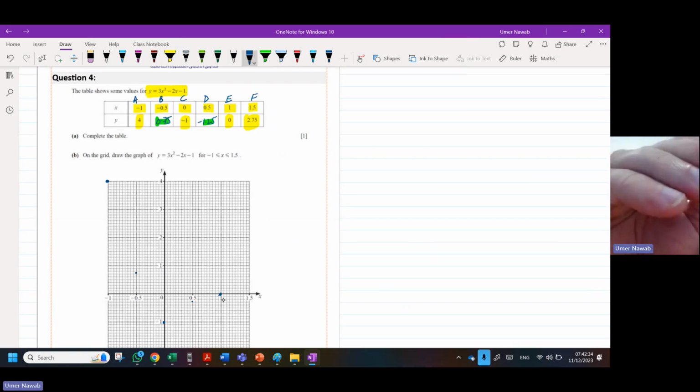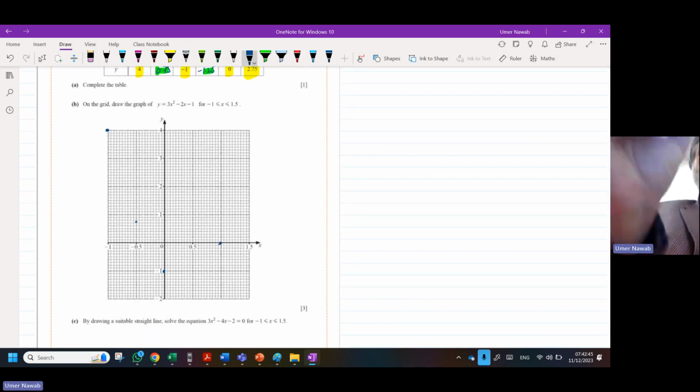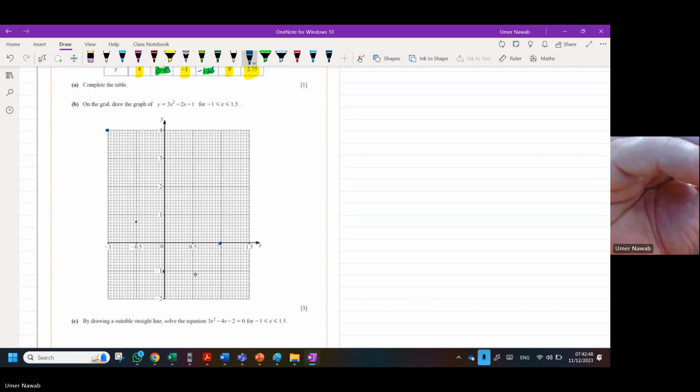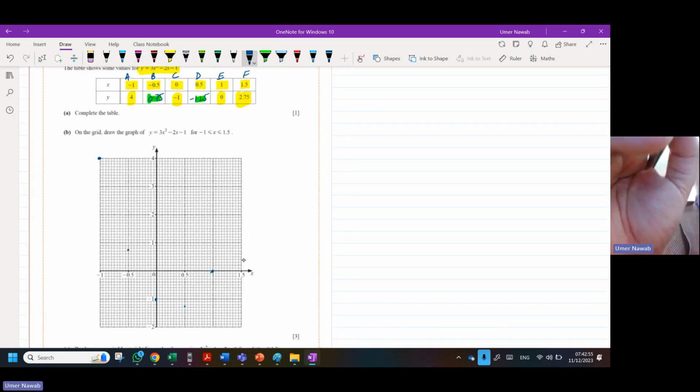At 0.5 it is giving you negative 1.25. This is wrong. Negative 1.25. Yep, this is the point. Last, 1.5 is 2.75. Clear?